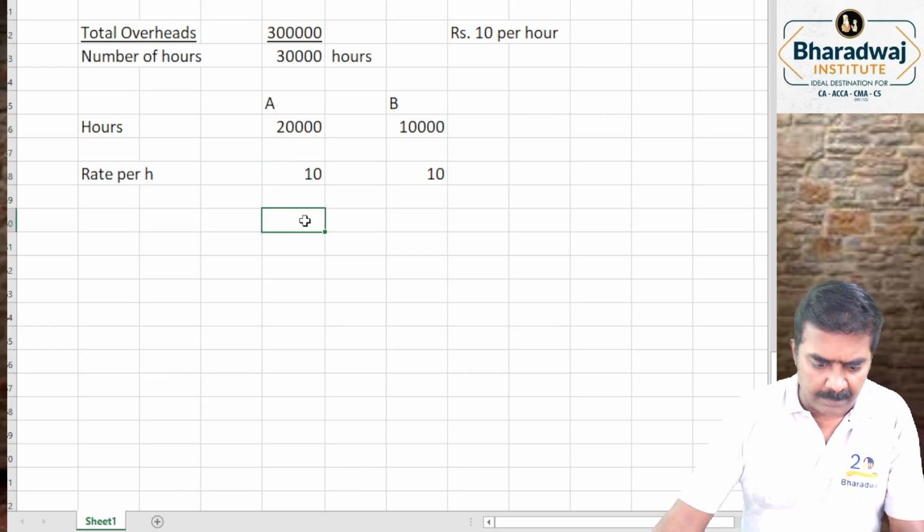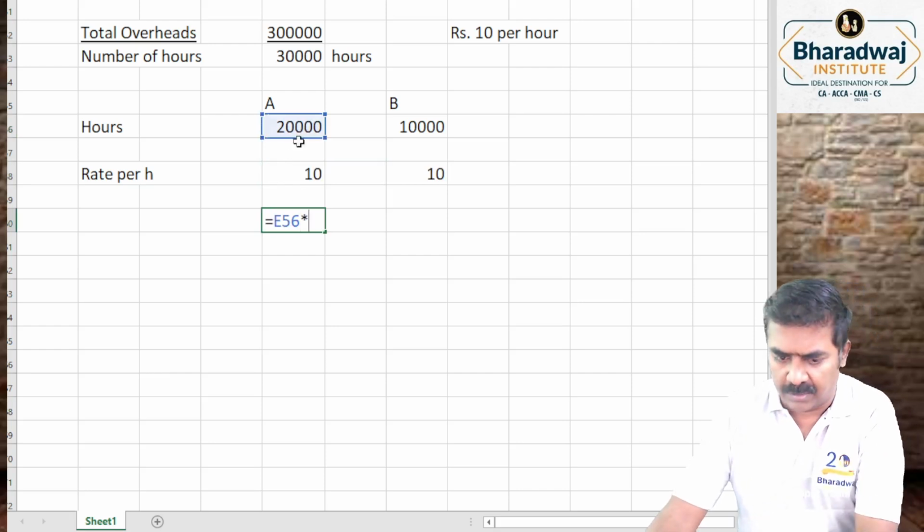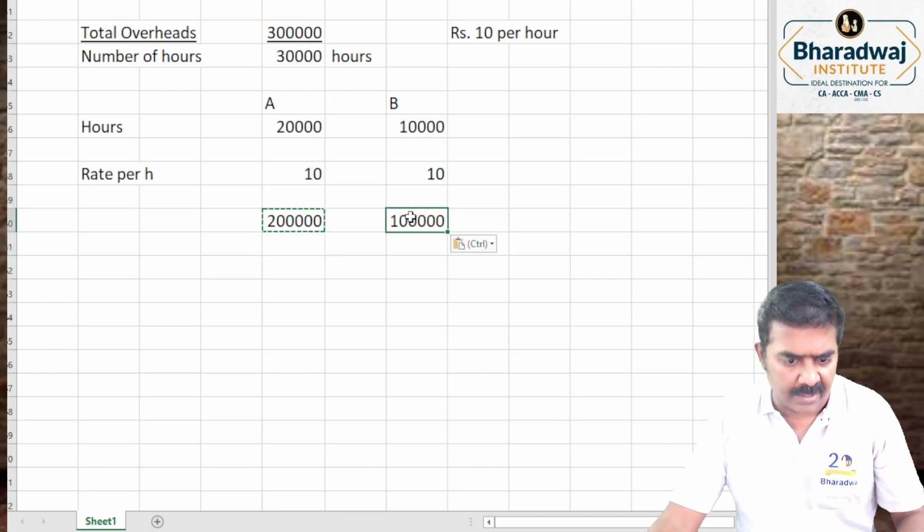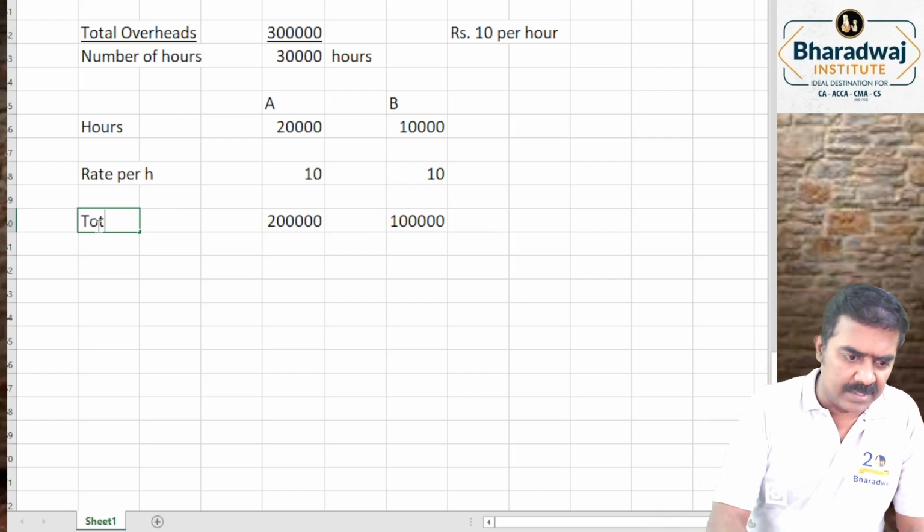Now multiply, and the overheads assigned will come. 20,000 into 10, 2 lakhs, and 10,000 into 10, how much? This is the total overheads assigned to the product.